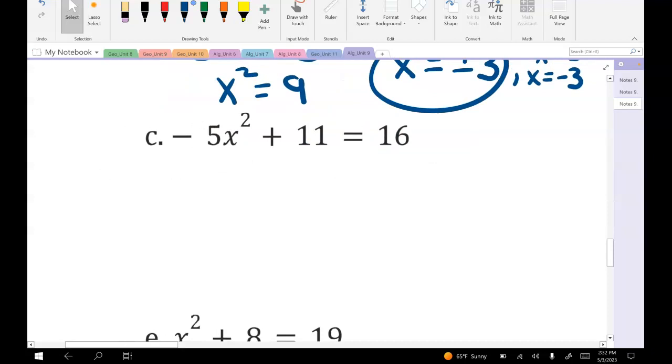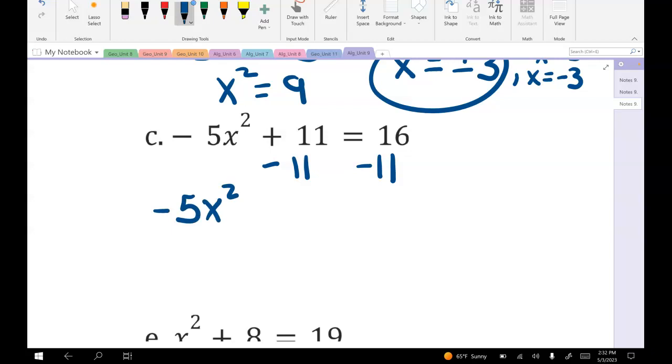Example C. You always want to work from the outside, far away from your variable, to the inside. So I'm always going to subtract or undo any addition or subtraction first if I can. So I would subtract 11 to begin with. I'd have negative 5x squared is equal to, this would give me a positive 5.